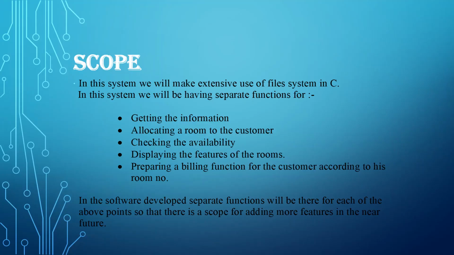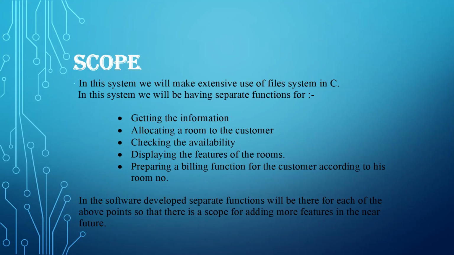Then our scope. In this system, we made our code on the basis of file handling. And there are several functions for that, like getting the information, allocating a room to the customer, checking availability, displaying the features, and a fetching bill function. In the software, a separate function will be there for each of the above points. So there is scope for adding more functions in the near future.